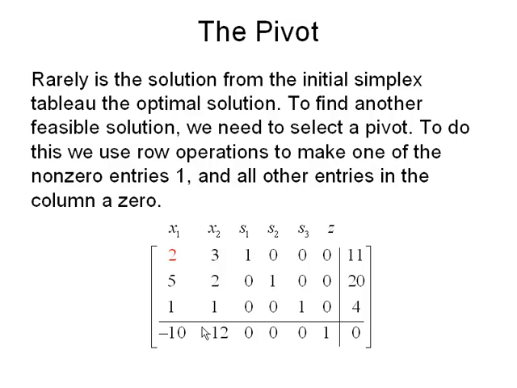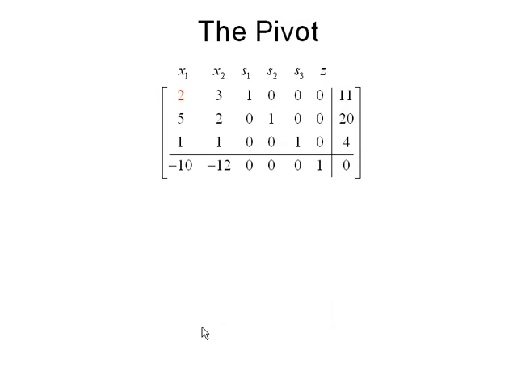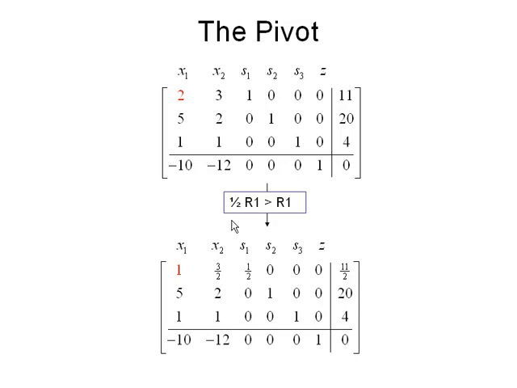What I'm going to do is take the entry you see in red here, the 2, make that a 1, and then everything underneath that, I'm going to make that a 0. So let me put that up on the top of the page like you see. The first thing I'm going to do is take a half times row 1, and put the result in row 1.